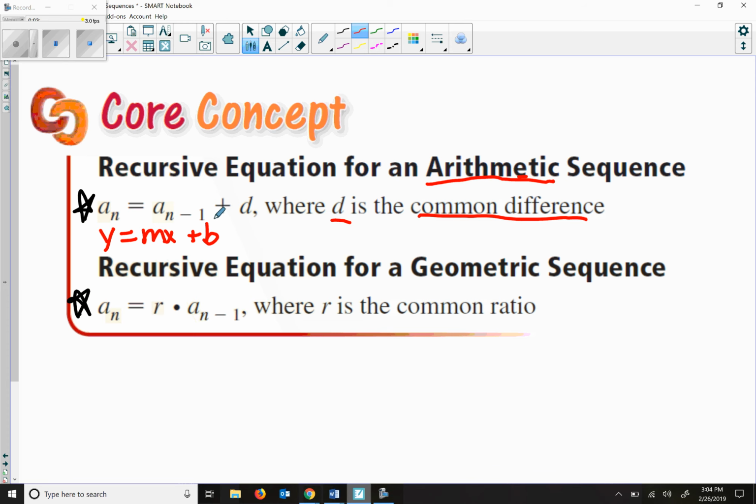Recursive equation for a geometric sequence: a sub n equals r times a sub n minus 1. R is that common ratio. Whenever we talk about geometric sequences, we talk about multiplying, and r is that common ratio, what we end up dividing by for each of them. I'm not totally sure I've spent a lot of time talking about this piece right here, a sub n minus 1. Basically, a sub n minus 1 is just the previous term.